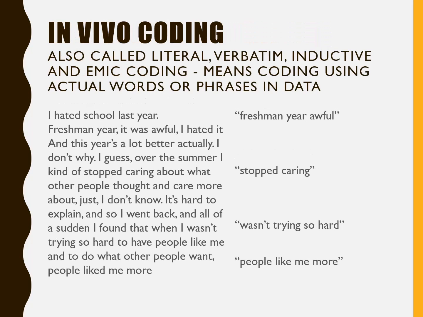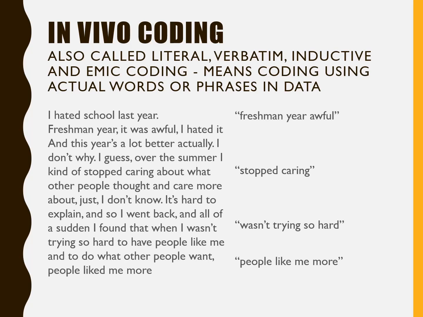In vivo coding is one of Saldana's elemental or primary coding methods, and it's also called literal, verbatim, inductive, and emic coding. It really means coding using the actual words or phrases in the data. And this comes from a conversation between a researcher and a 16-year-old high school student. And the in vivo codes are put in quotation marks because they do come directly from the text.